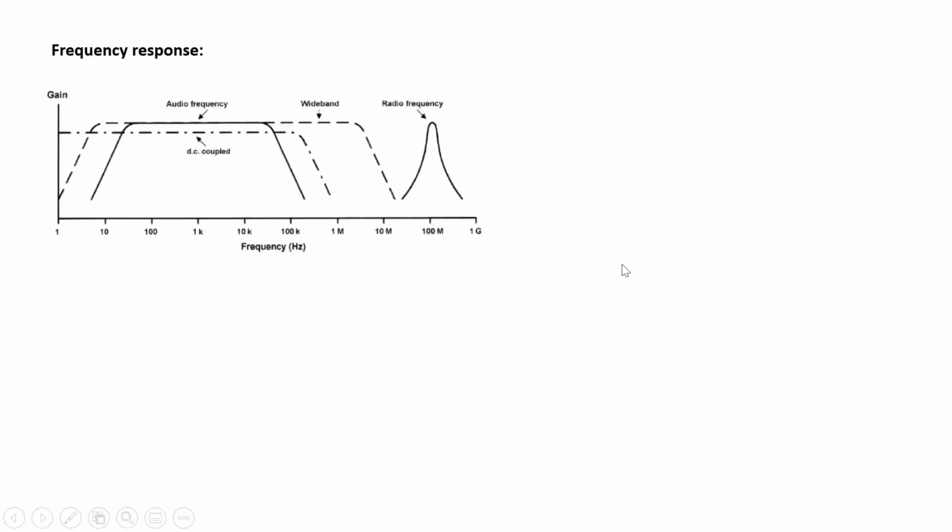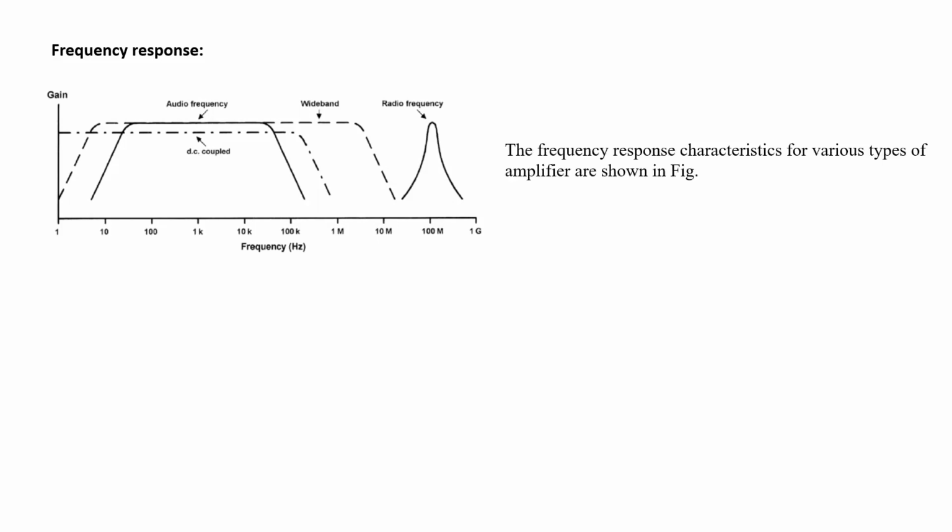Now, with that, let's move on to something called the frequency response. You should remember the different types of amplifiers that we have discussed in the class. We have discussed AC coupled amplifier, DC coupled amplifier, wideband, radio frequency amplifier, audio frequency amplifier. Remember all that? Now, what is the difference between AC coupled and DC coupled? Do you remember? What is the difference between AC coupled amplifier and DC coupled amplifier? Anybody?